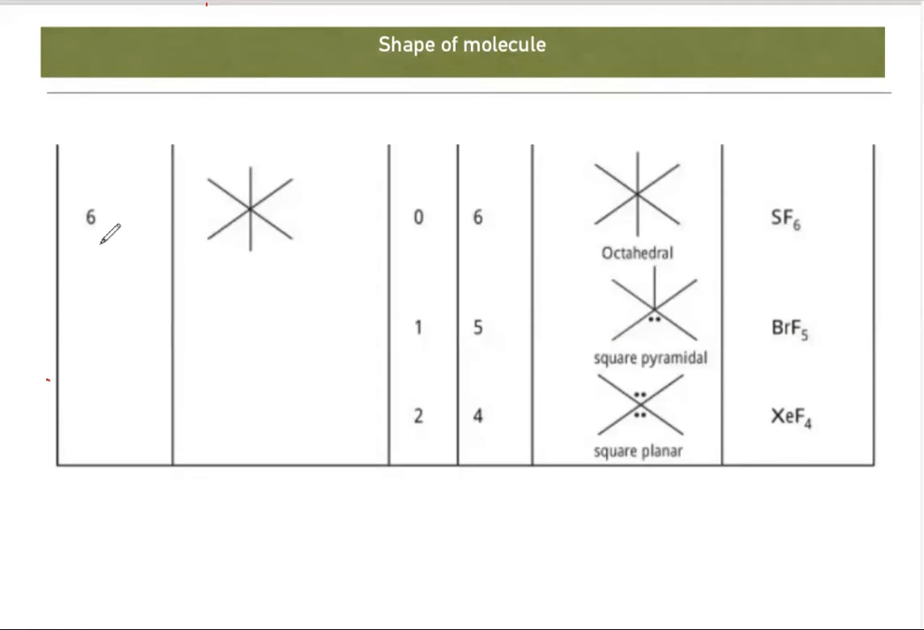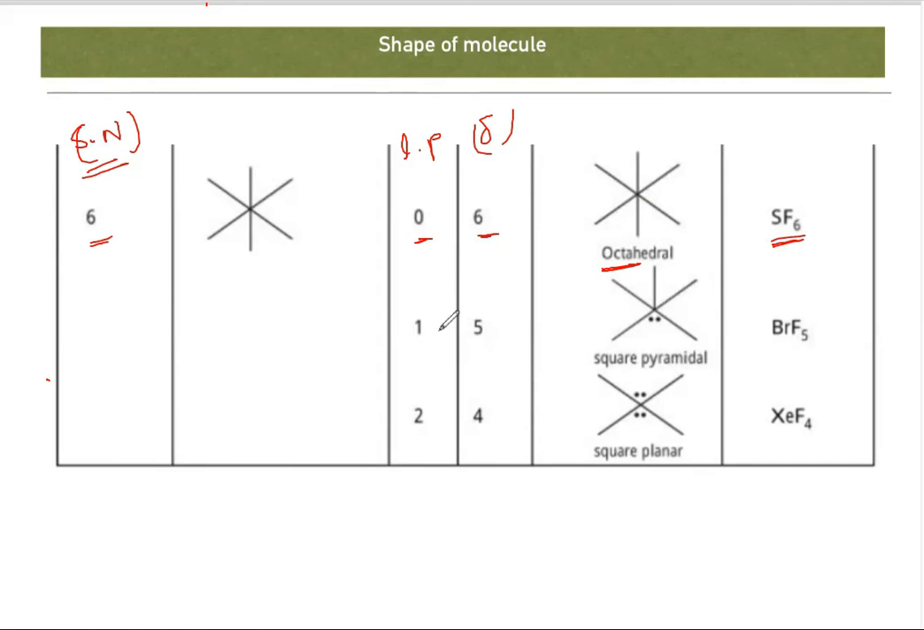So next is steric number 6. This is our steric number, and first we'll go with 6 sigma bonds, 0 lone pair. This is our lone pair, this is our sigma bond. So what is the regular geometry? Regular geometry is octahedral. Example is SF6.